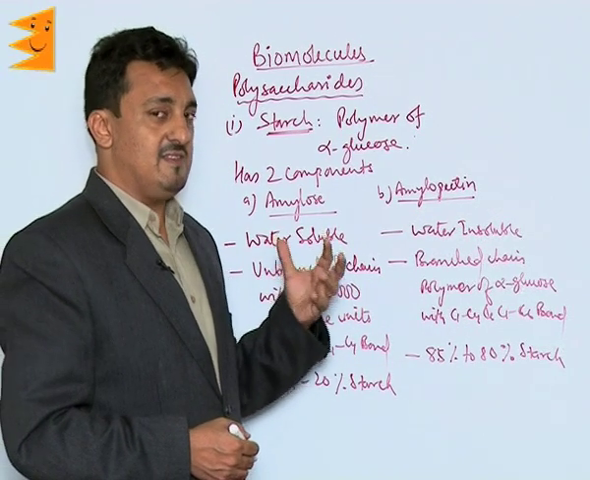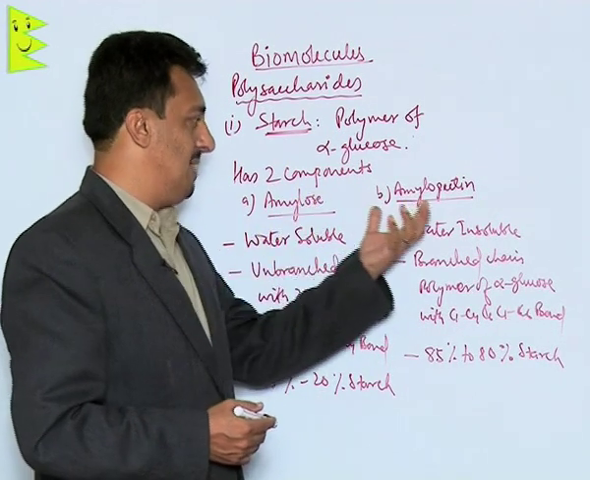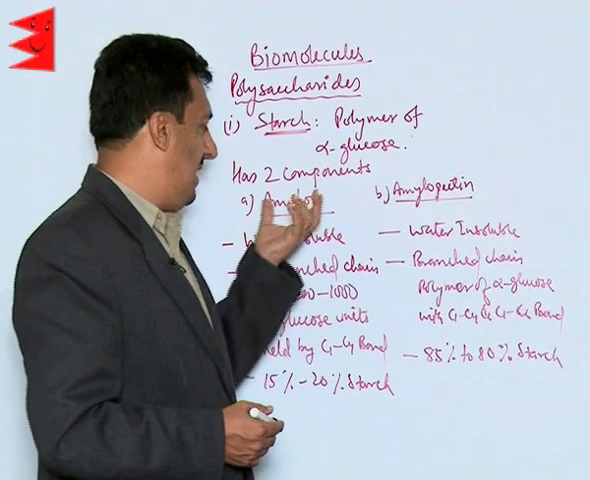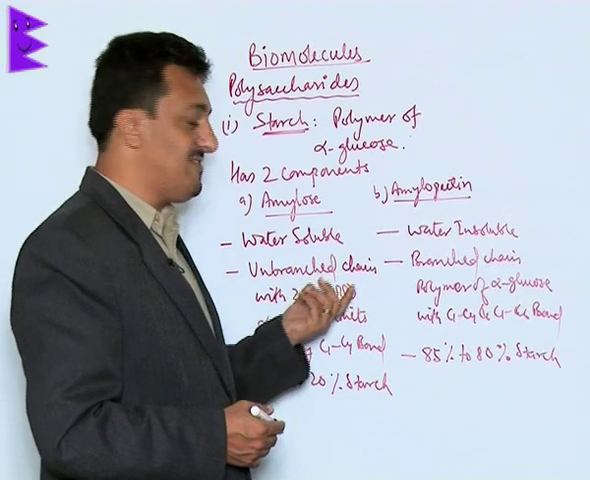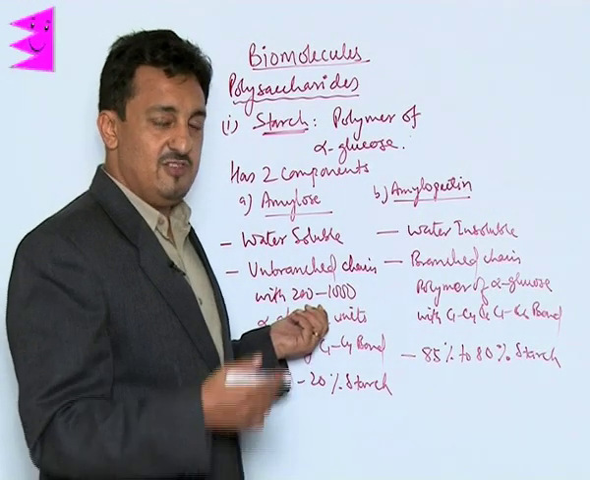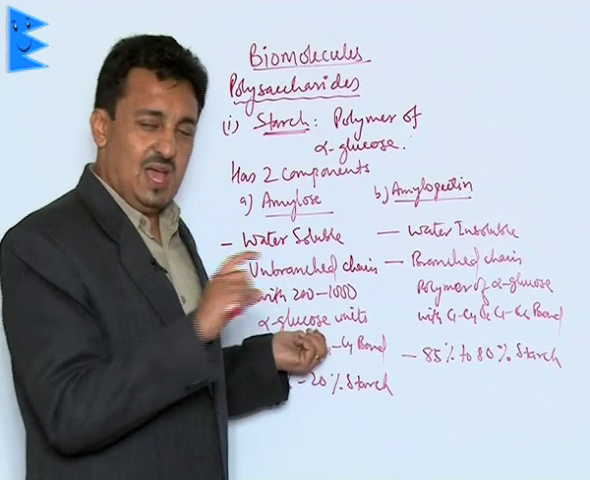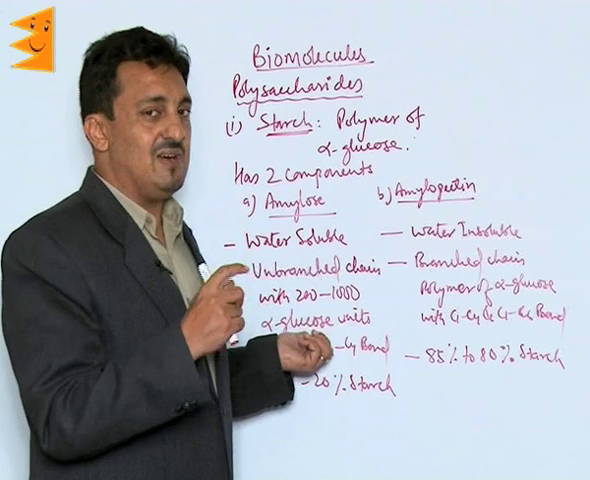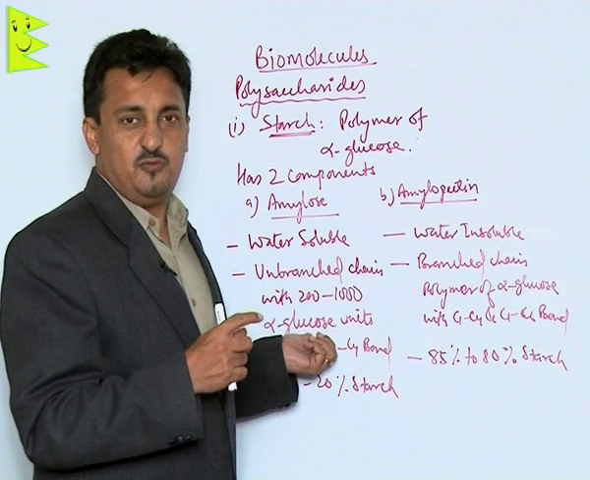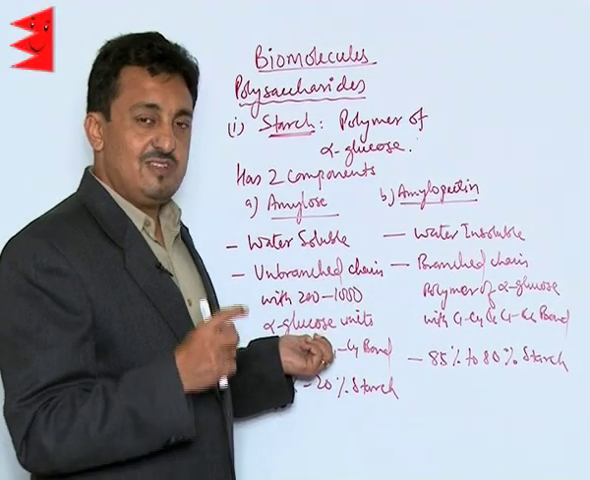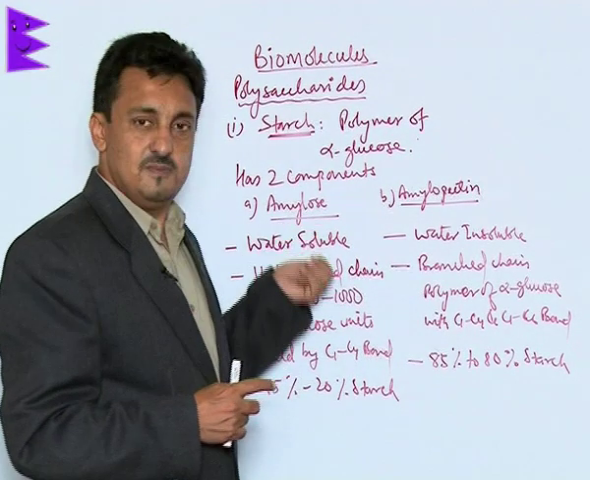Now, it mainly consists of two components. Starch is made up of two components called amylose and amylopectin. Amylose is a type of starch which is basically an unbranched chain of alpha D glucose, which consists of about 200 to 1000 units of alpha D glucose, held by, as I've explained to you, C1-C4 glycosidic linkages or bonds. This type of starch, which constitutes about 15 to 20% of the total starch, is water soluble.